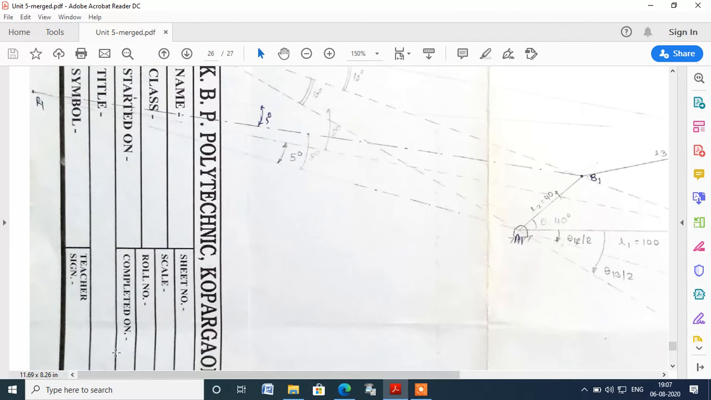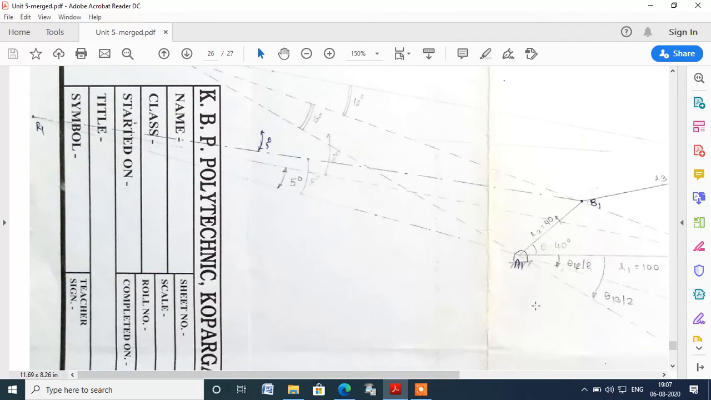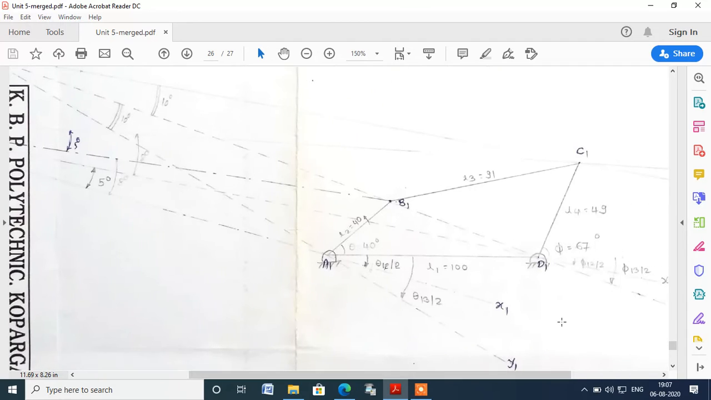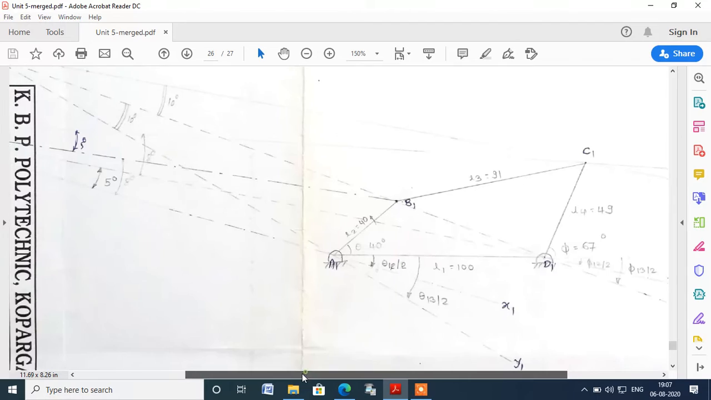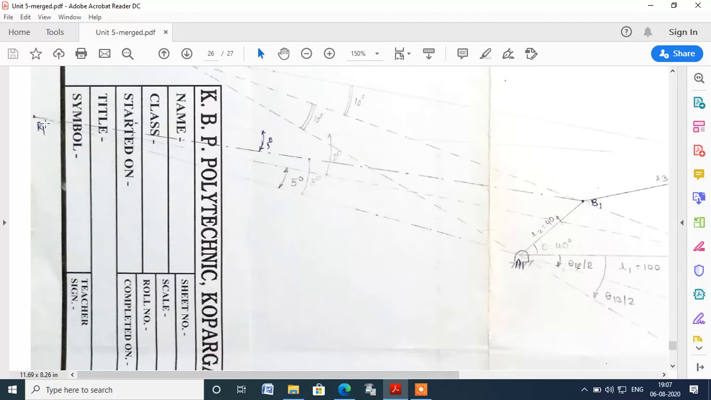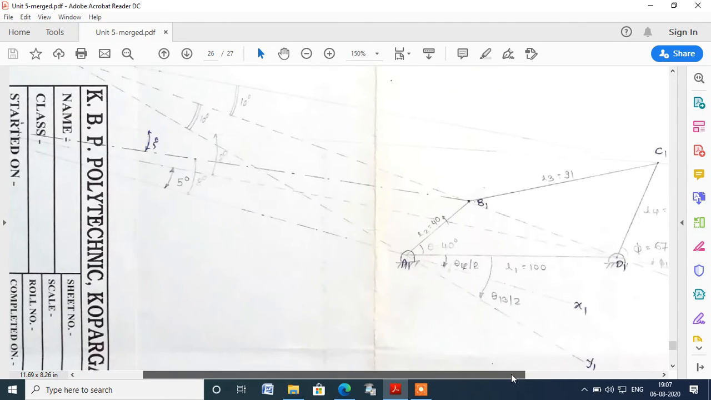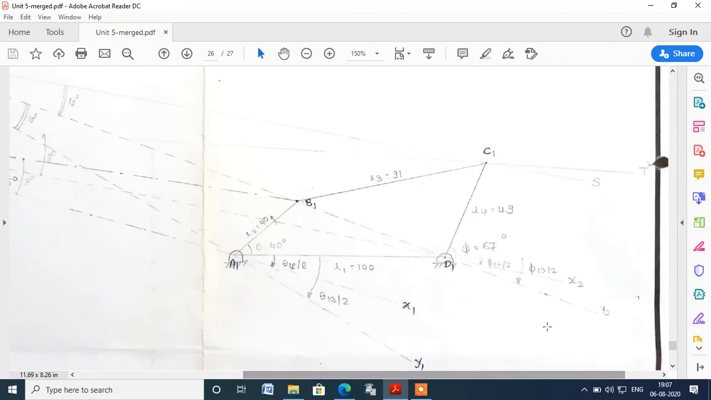Now this line x2 r1 and x1 r1 meet at an intersection point. That intersection point is r1. Then draw another line.